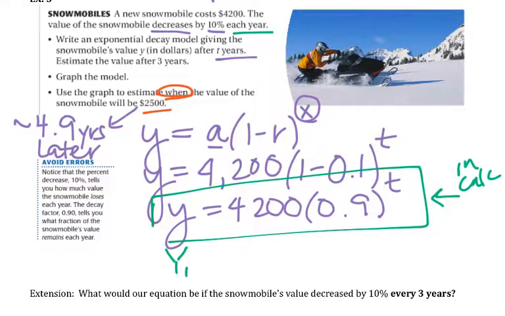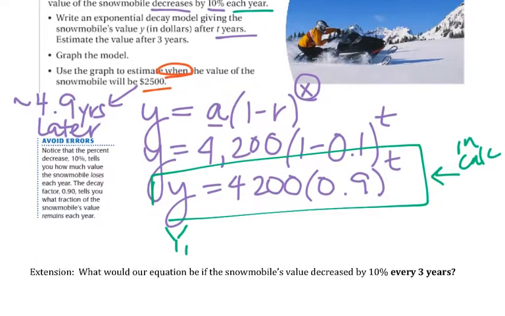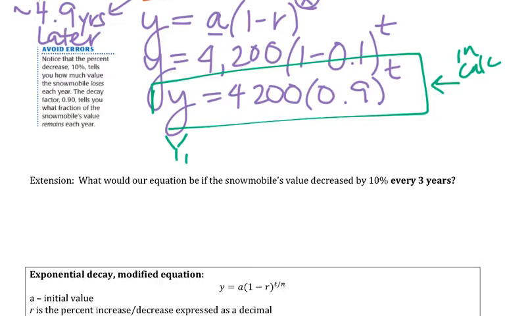All right, let's take a look at an extension question. What would our equation be if the snowmobile's value decreased by 10% every 3 years? So we don't want it to happen every year. We want it to happen every 3 years. So we want to slow this process down. So thinking about our original equation, which part controls how fast things are changing?